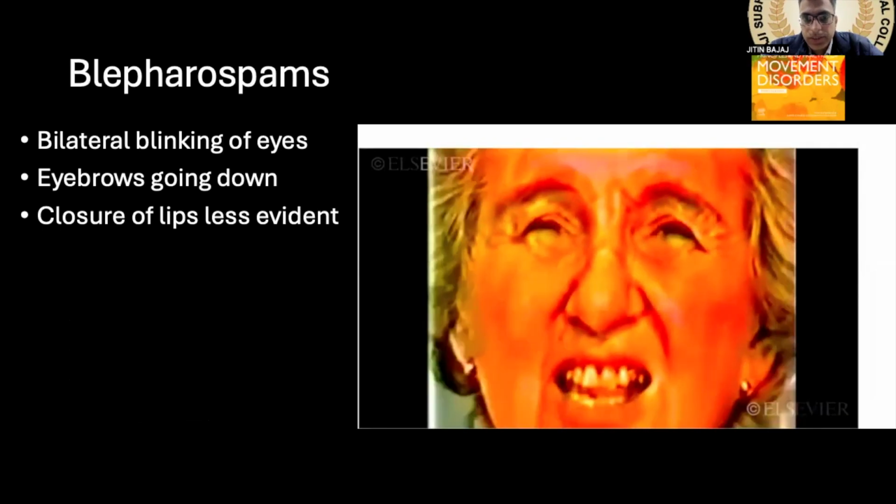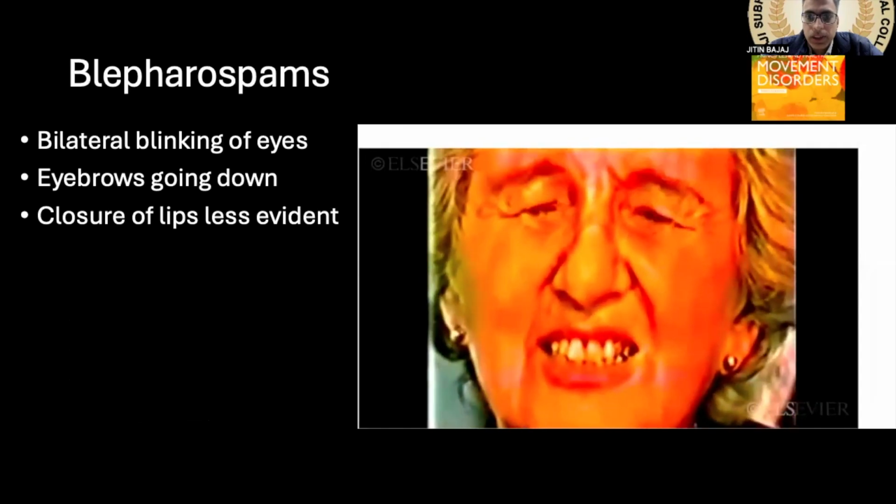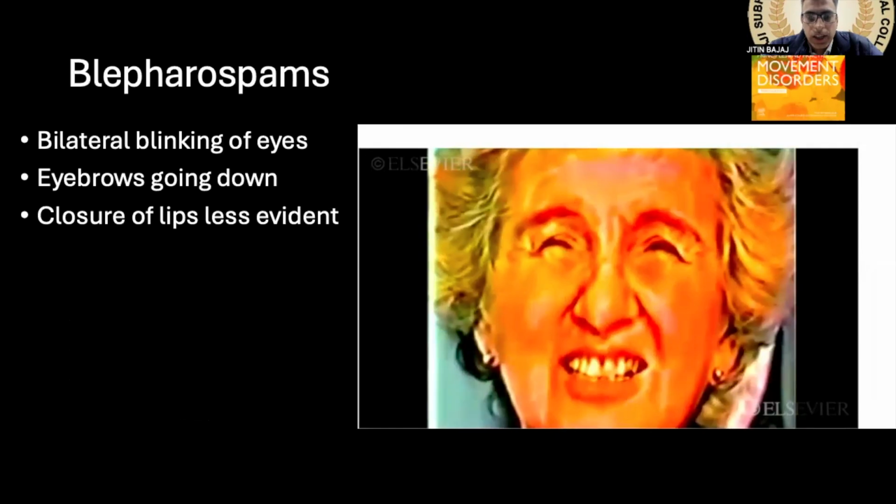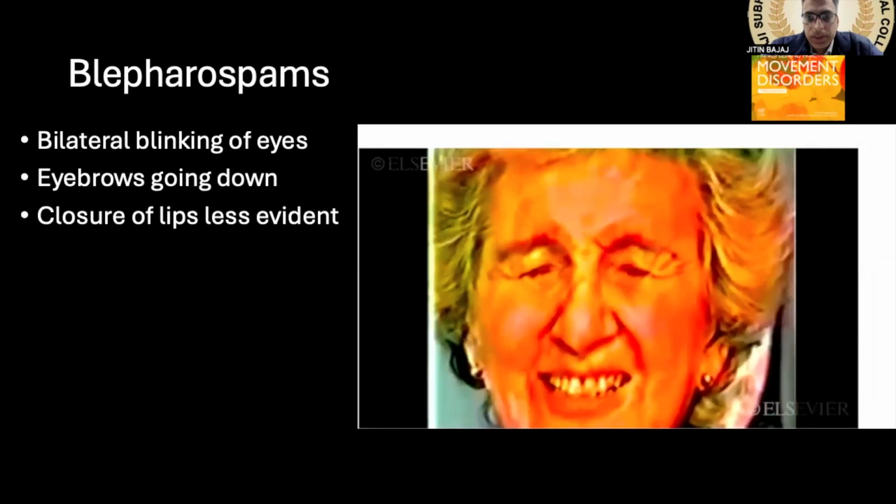So this is an example of blepharospasm in which you can see there will be contractions of the eyelids, and the eyebrows are coming down. This is bilateral, and there is hardly any closure of lips.